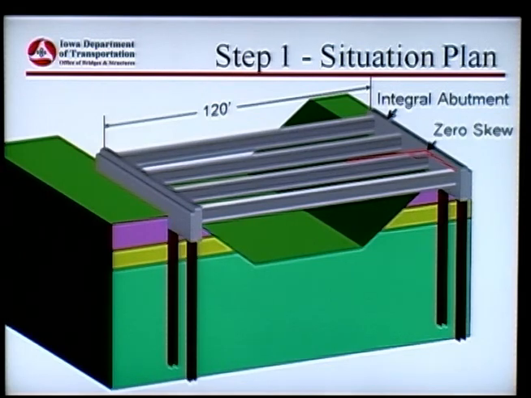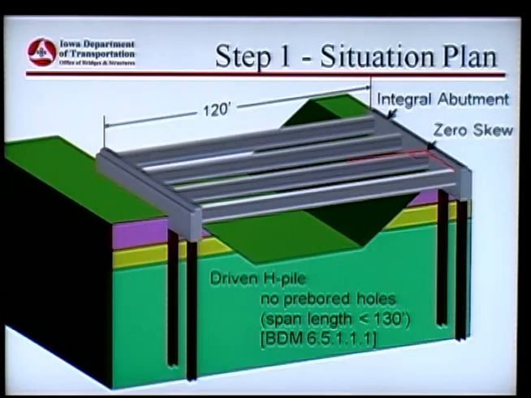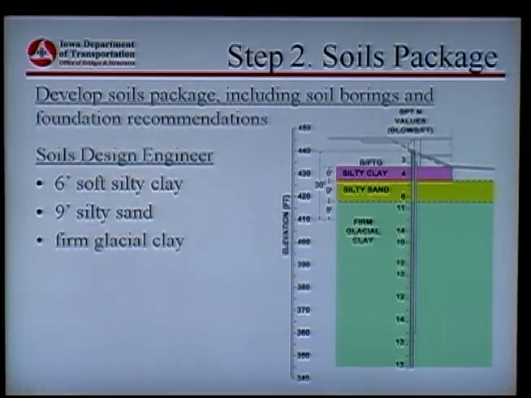We have a soft clay up in here, and we'll see that in a second. We've got sand and some till below. So we have an H pile, span lengths less than 130 feet, so we don't need to pre-bore per Iowa DOT requirements. Bottom of footer at 433. Notice that's the bottom of footer here. We have a soft silty clay directly below the bottom of footer for 6 feet, 9 feet of sand, and a firm glacial clay underneath.